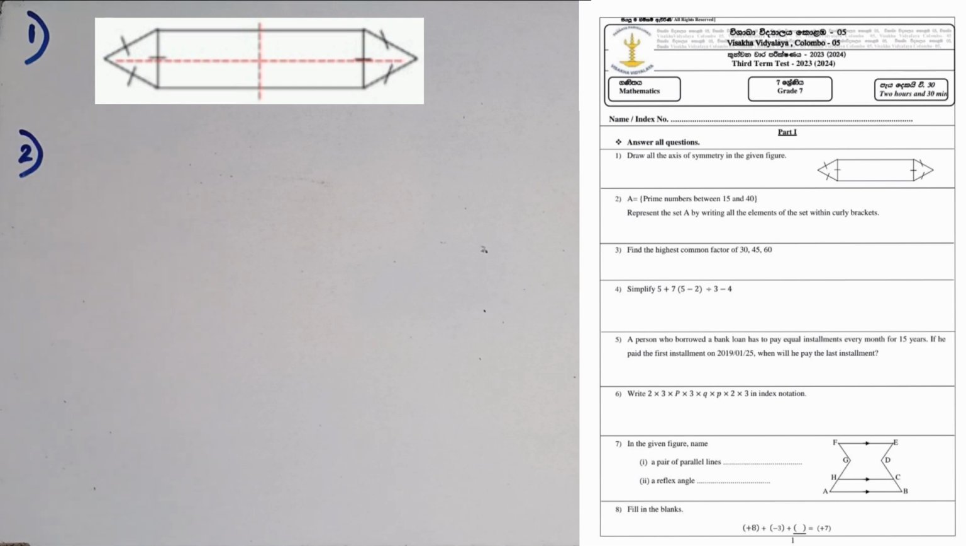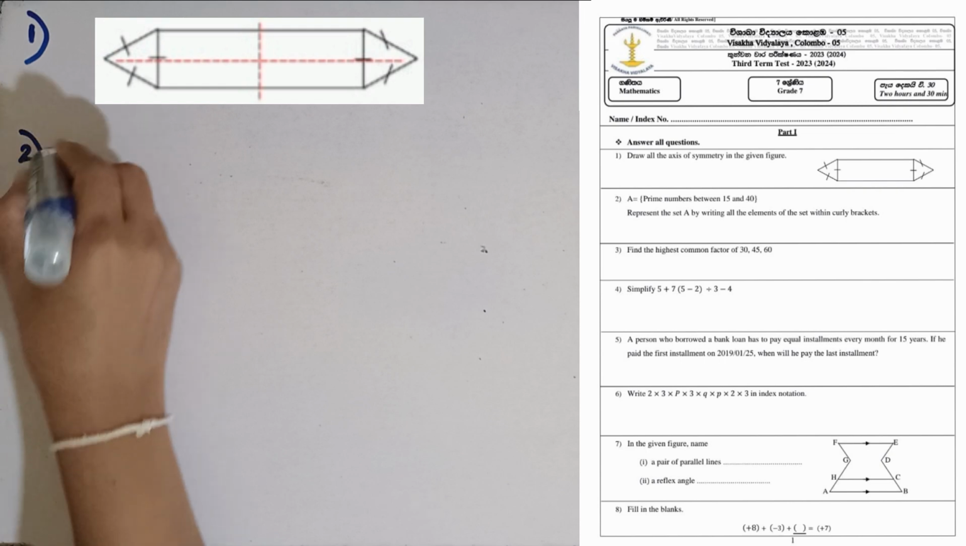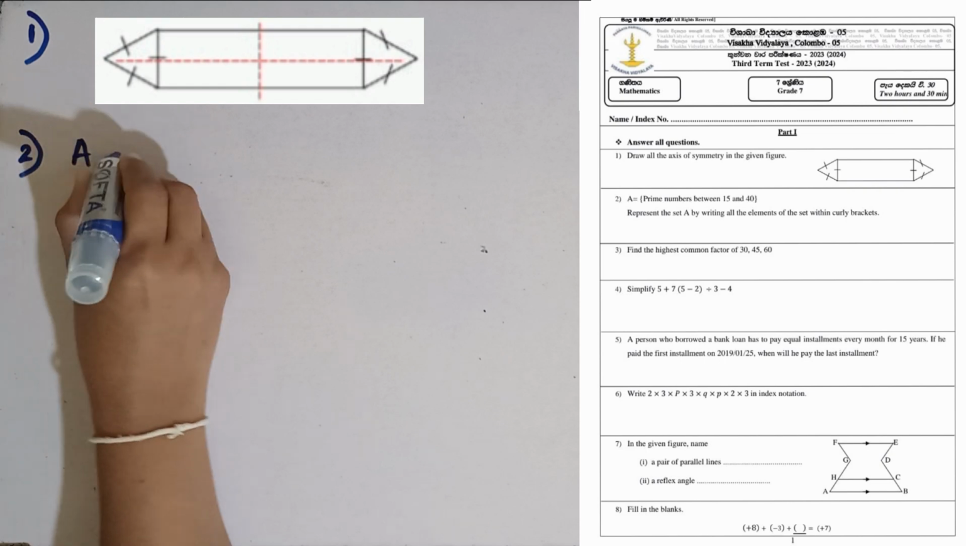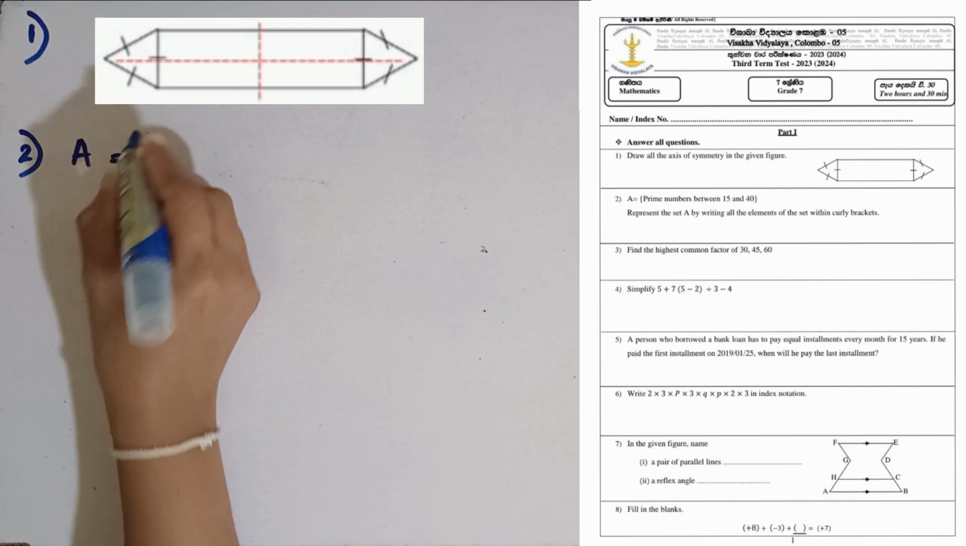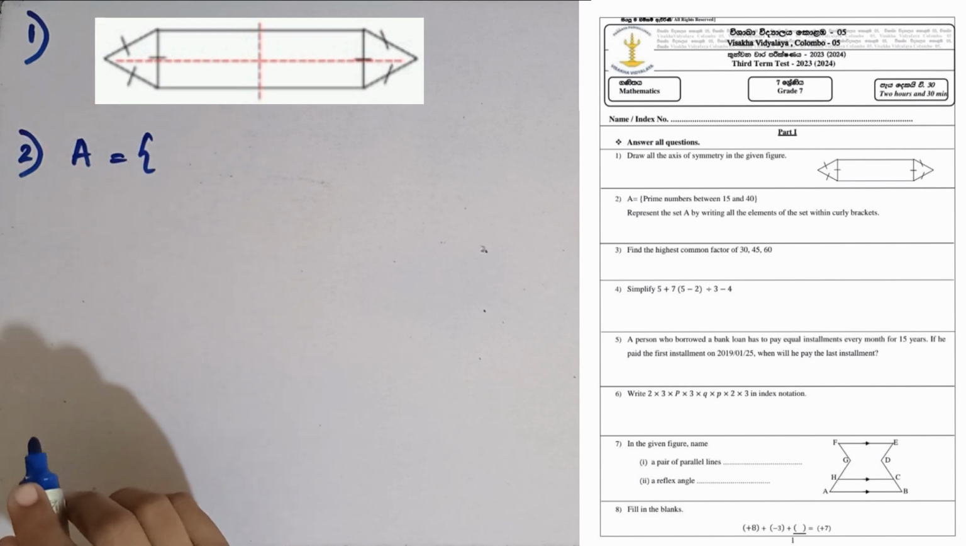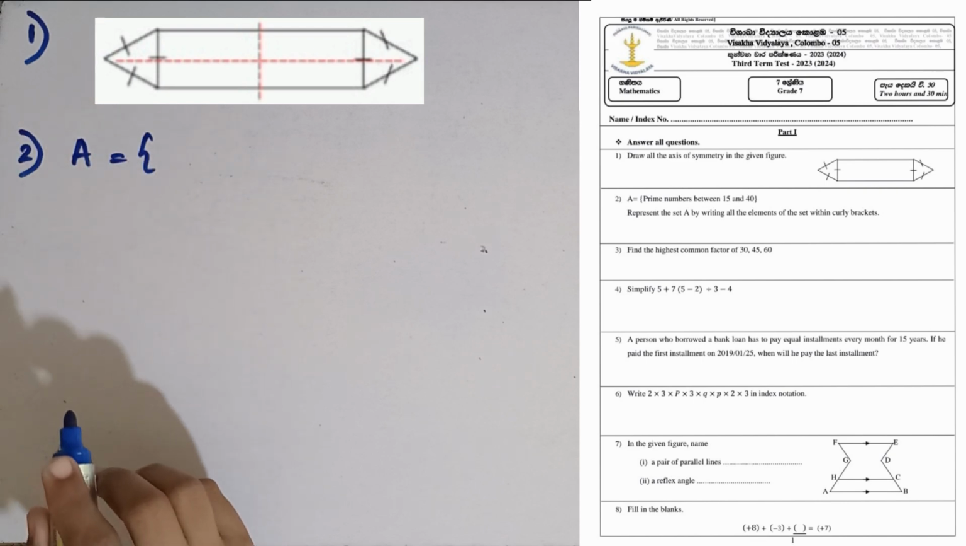Question number 2. The set A is given as prime numbers between 15 and 40. Represent the set A by writing all the elements of the set within curly brackets. The set A. What are the elements of set A? Prime numbers between 15 and 40.